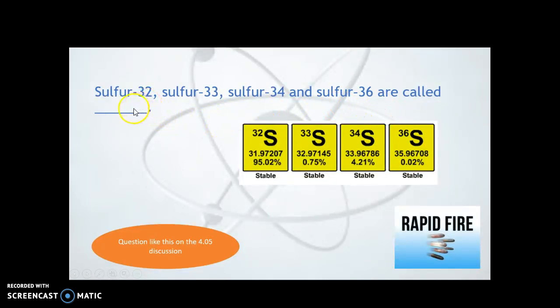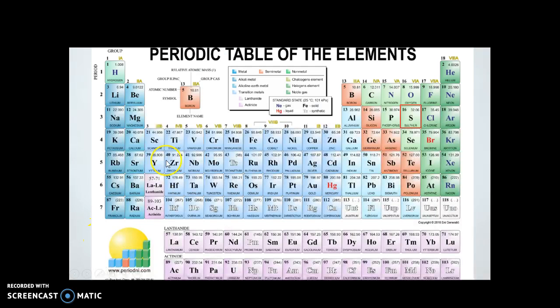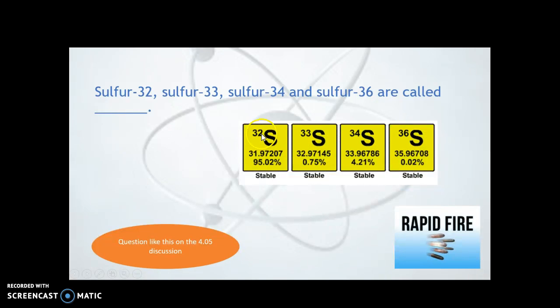And we're given this situation: sulfur 32, sulfur 33, sulfur 34, and sulfur 36 are called what? So here we have a symbol of them. Notice that relates to this question right here. We know proton number is 16. So there's that 32 means something else. What is it? I hope you figured out that it was the atomic mass.